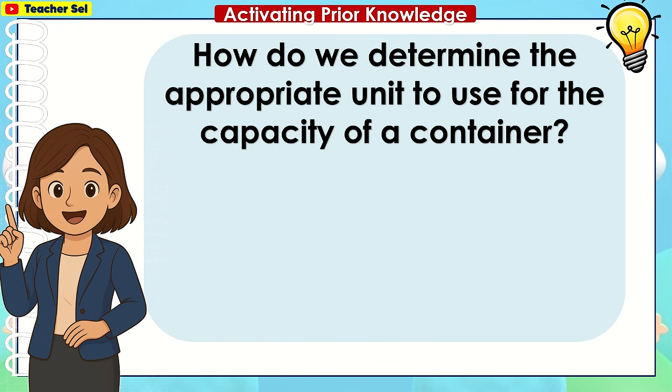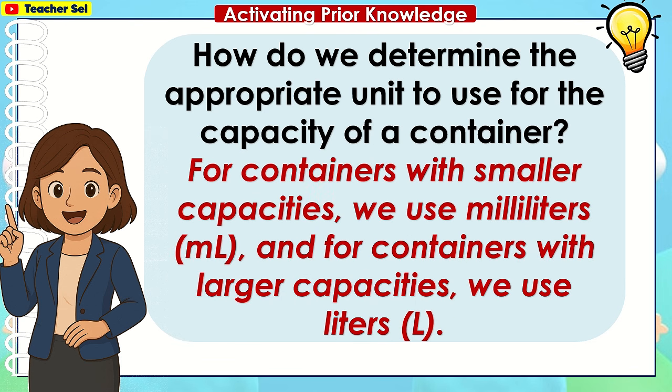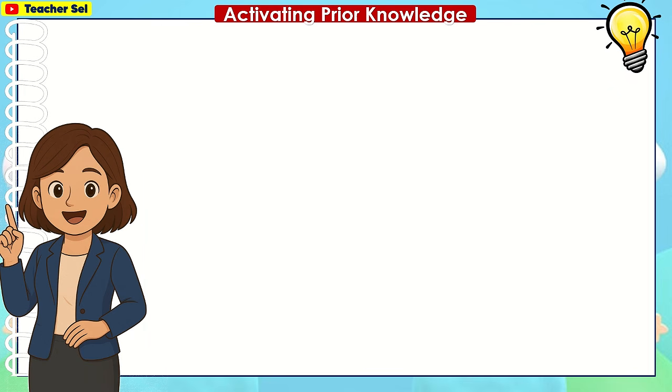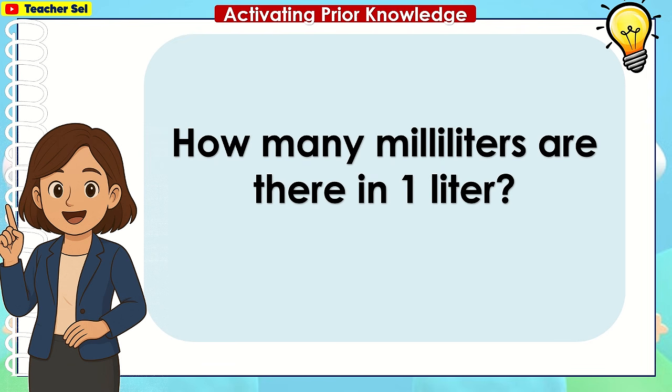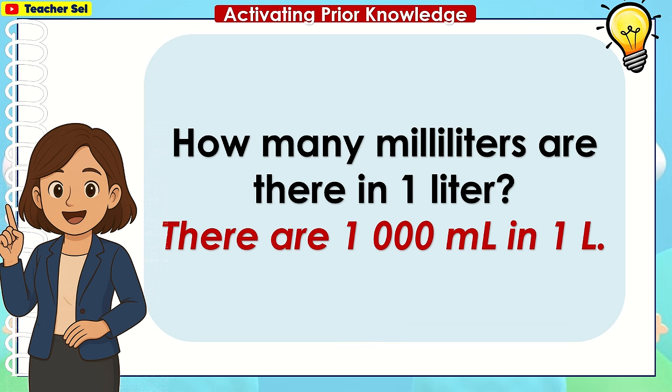How do we determine the appropriate unit to use for the capacity of a container? For containers with smaller capacities, we use milliliters, and for containers with larger capacities, we use liters. How many milliliters are there in 1 liter? There are 1000 ml in 1 liter.